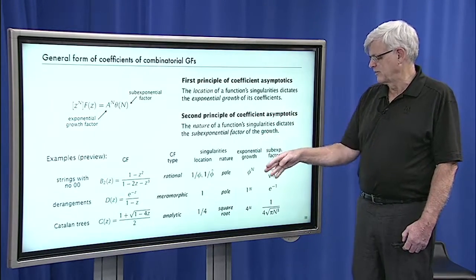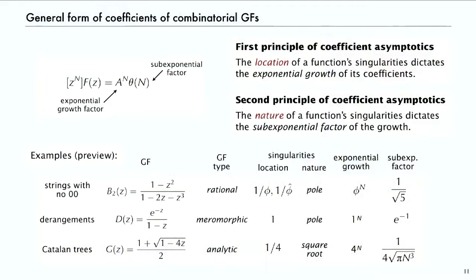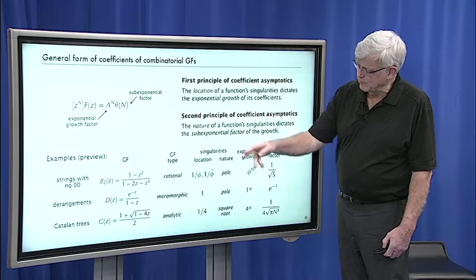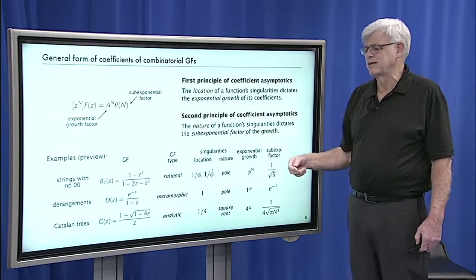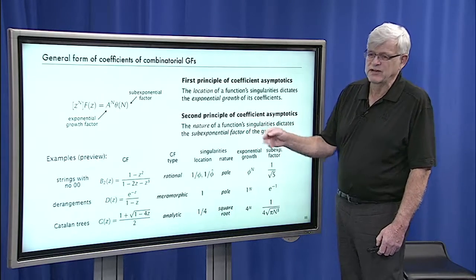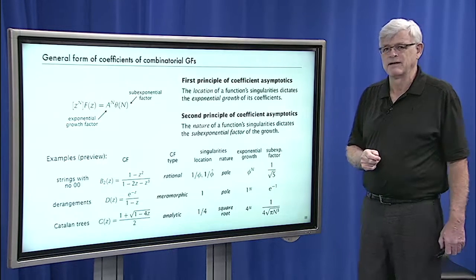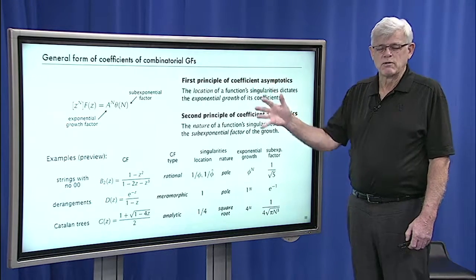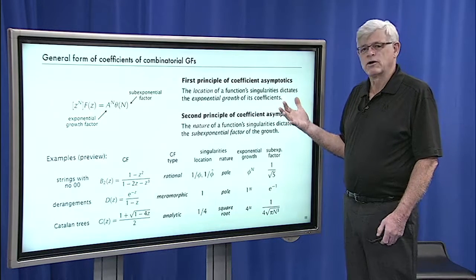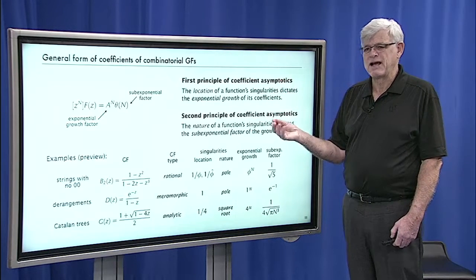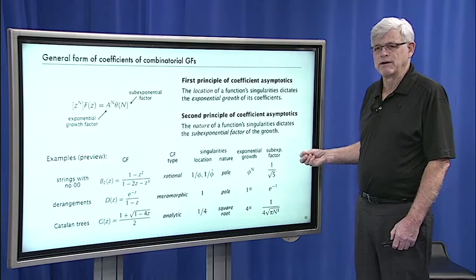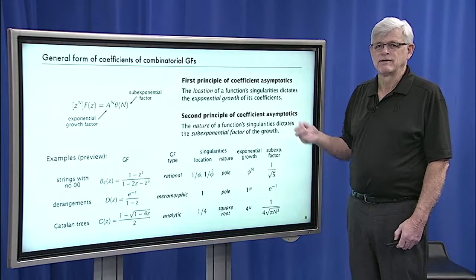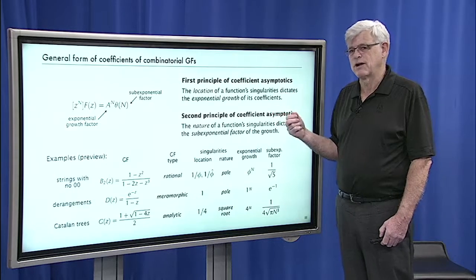But for Catalan trees, it's got a different kind of singularity, and so it's got a different nature of its sub-exponential factor, and we won't see those for a couple of lectures. I forgot to mention that derangements is the kind of generating function that is called meromorphic, and that's the second kind of generating function that we're going to look at today. So that's a quick overview of how we're going to approach the idea of automatically extracting coefficients from generating functions. Next, we'll dive into first principles of complex analysis.